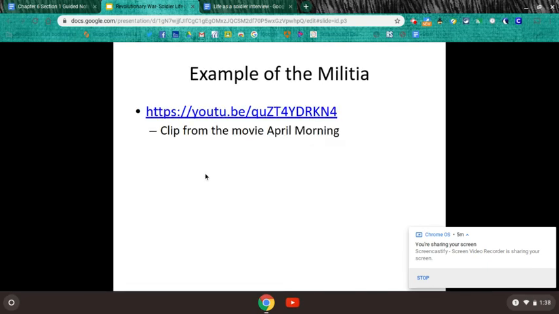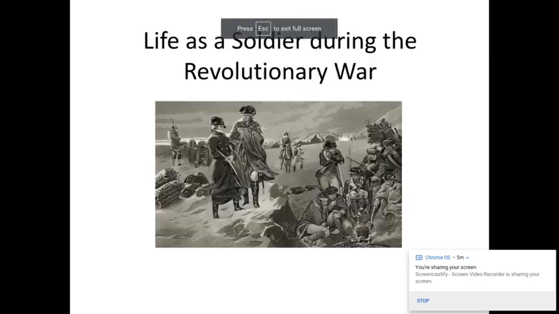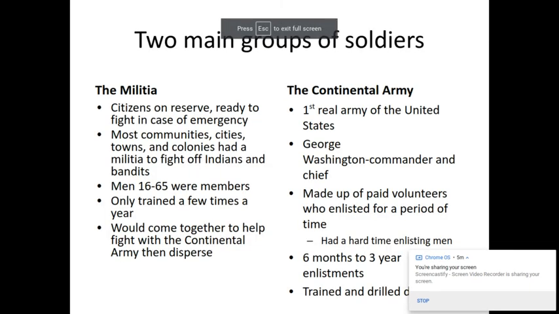Okay, let's go right into it. There were two kinds of soldiers in the American Army. The first one was the militia, and we talked about how citizens put down their pitchforks and pick up a gun and go at it. These were people who lived in the community. They were very similar to Army reservists today. The Continental Army was the nation's first real army, and it is the one that George Washington ran.